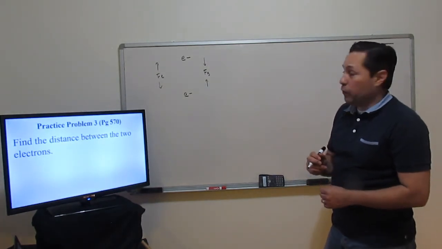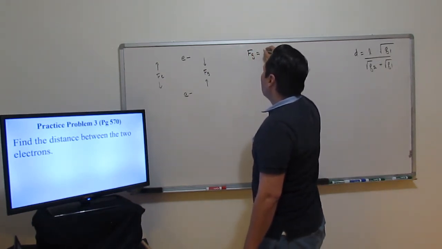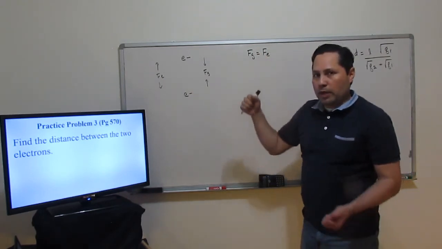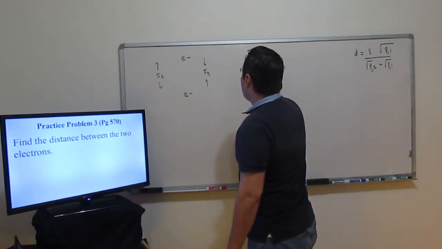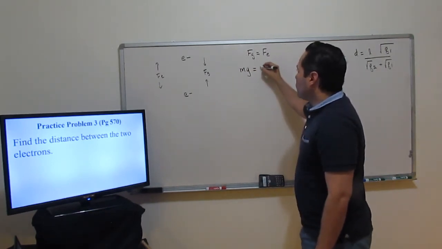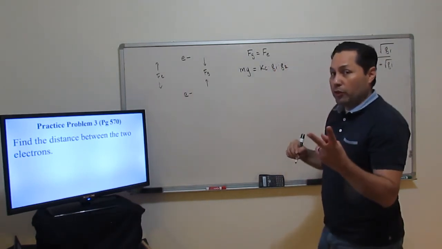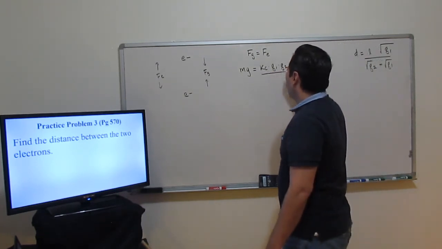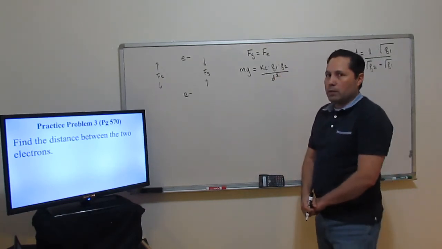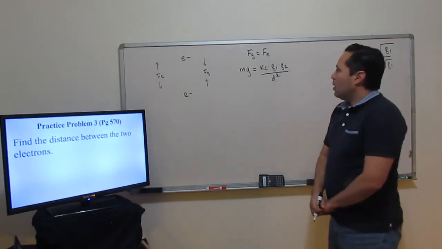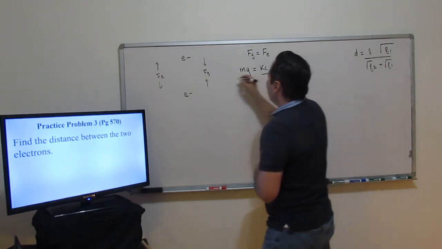Alright, so now we've got to derive a formula for this. So let's get started. The force of gravity is equal to the force from the electrons repelling each other. The force of gravity is going to be mass times gravity. And the force of the electrons is going to be the constant times the charge of one times the charge of the other, but notice that both electrons have the same charge, divided by the distance between them, squared. And that's what we're solving for. Alright, so we're going to rearrange this a little bit. Move the d over here, so I'm going to multiply it times d squared.